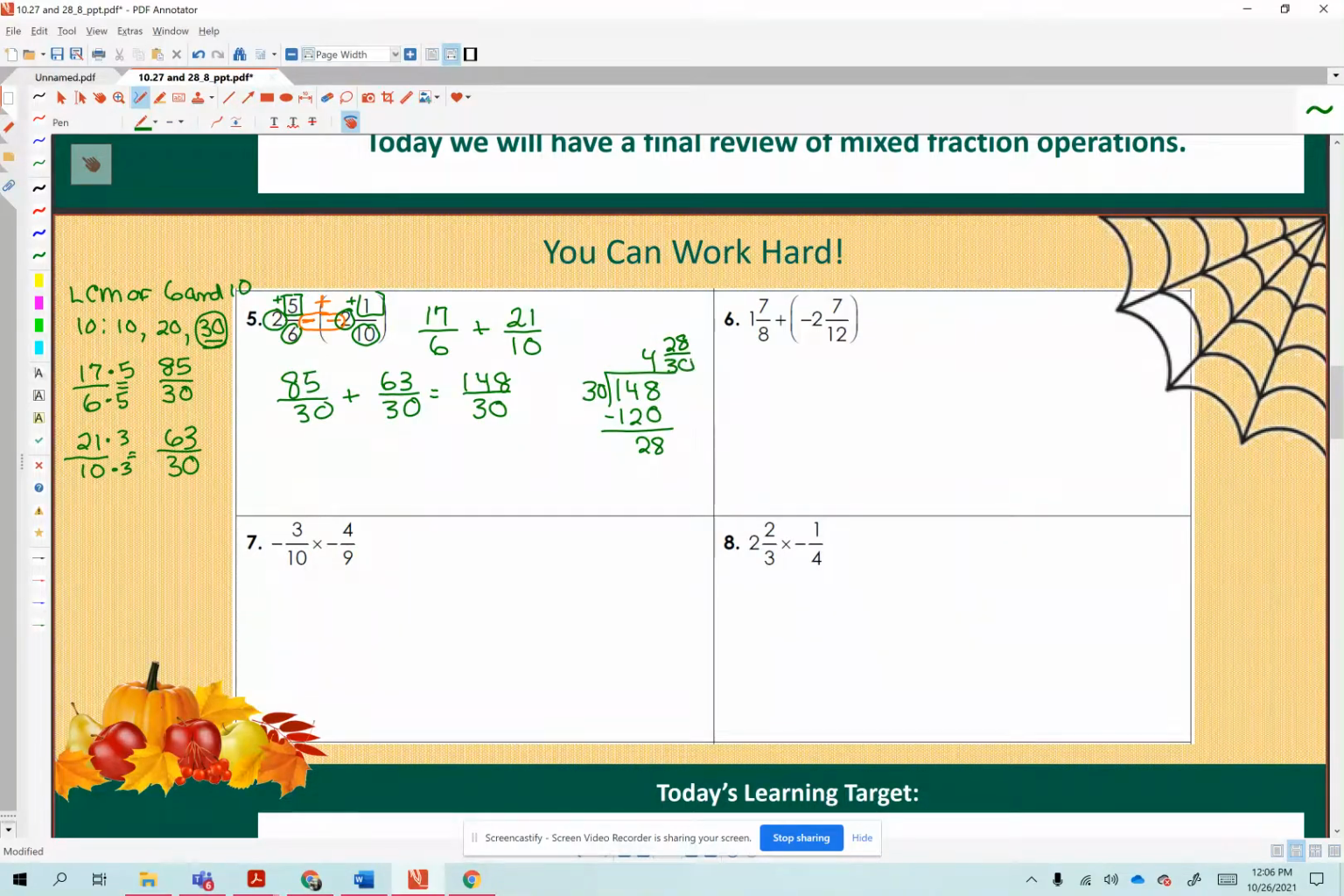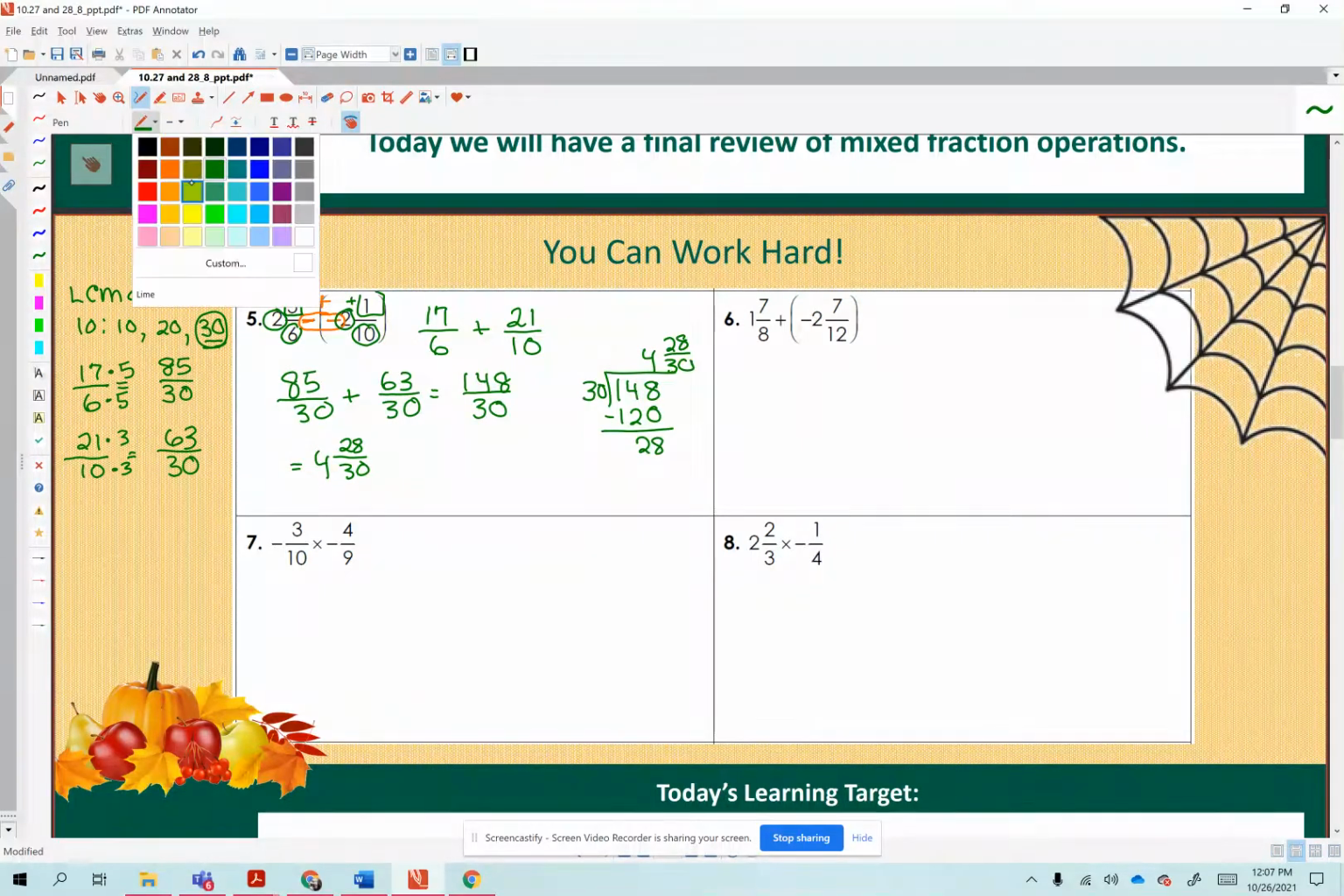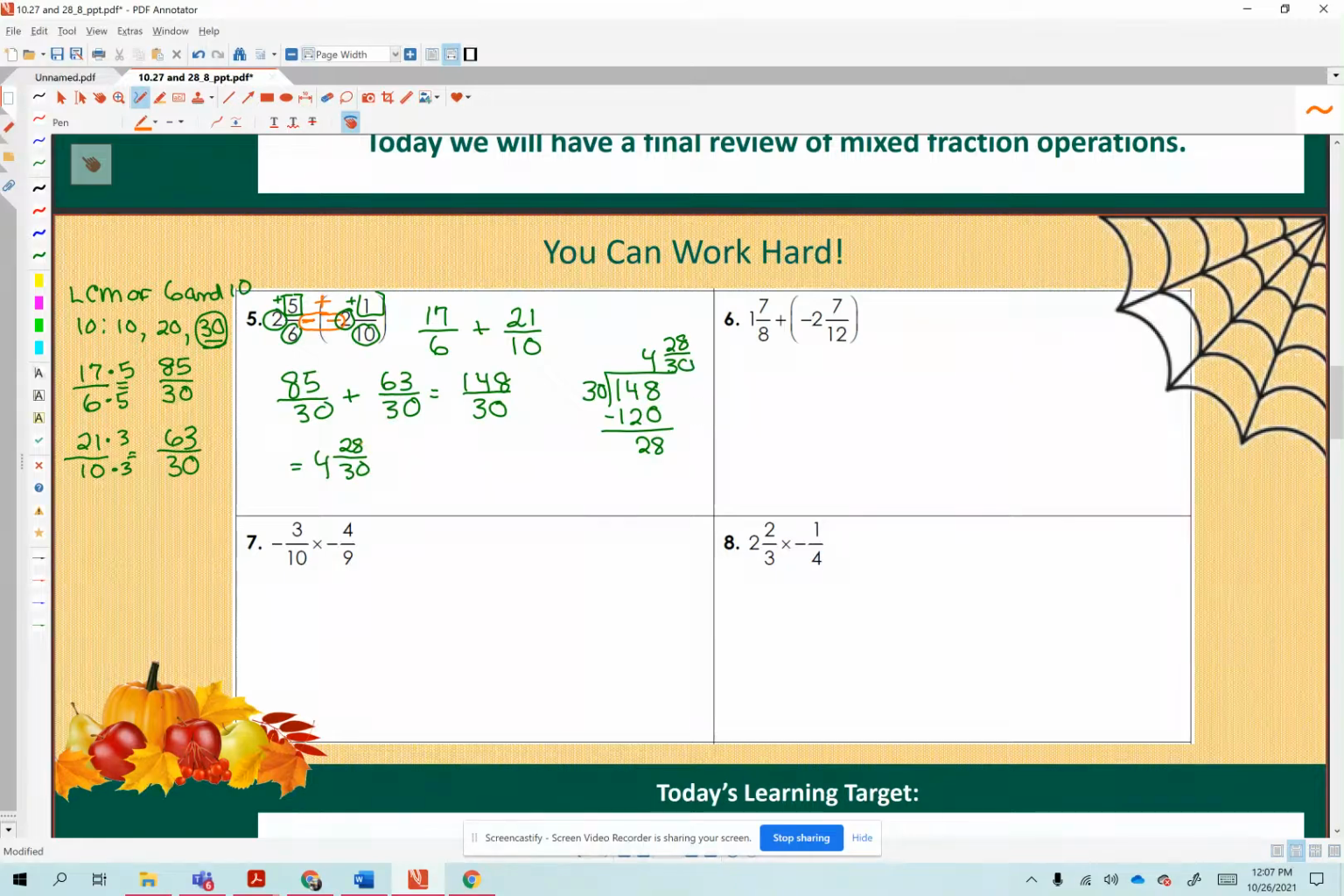I also know that I can simplify. So far I'm at 4 and 28 over 30. I can divide both of those numbers, the 28 and the 30, by 2 and simplify even further. So I have my 4. 28 divided by 2 is 14. 30 divided by 2 is 15. And that, students, is finally our final answer.